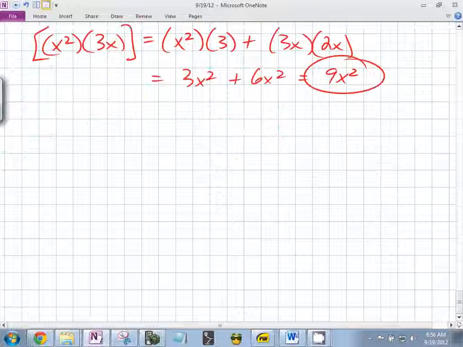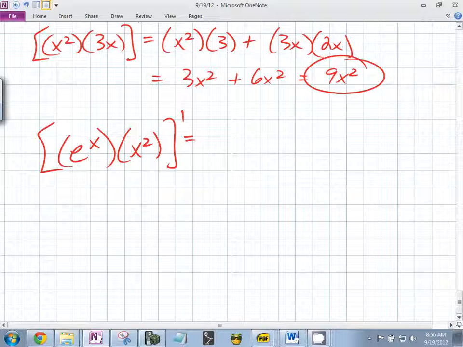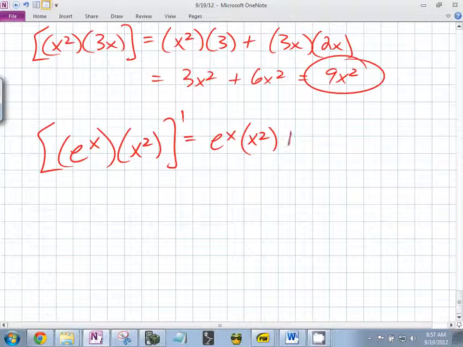But what about something where you can't simplify it? Let's say we had e to the x times x squared. Is there any easy way to combine those terms? No, there is no way to combine those. What's the derivative of e to the x? What's e to the x? So actually, the derivative of the first times the second plus the first times the derivative of the second.